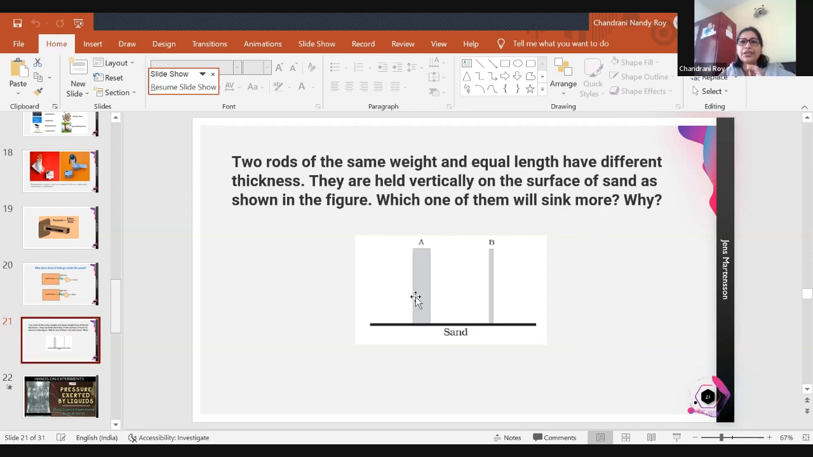Okay, so in order to understand whether they have understood the topic clearly or not, we can give them a simple question, like: two rods of the same weight and equal length have different thickness. They are held vertically on the surface of sand as shown in the figure. Which one of them will sink more and why? So do you think this will help children to understand more about pressure by giving not a numerical, it's rather a situation.